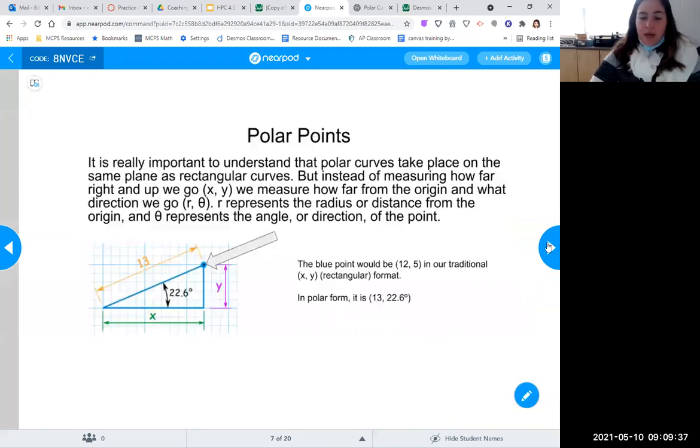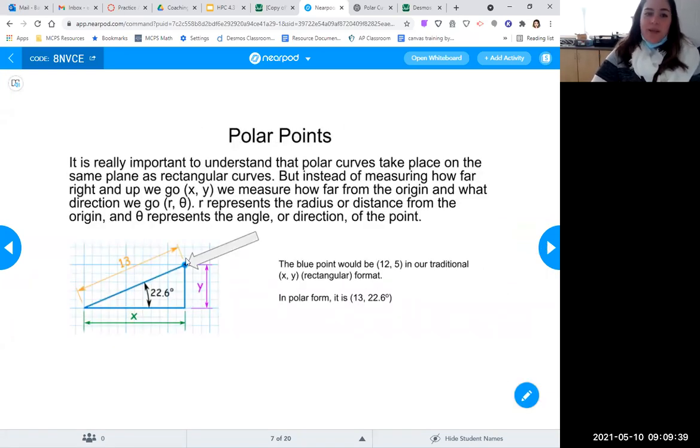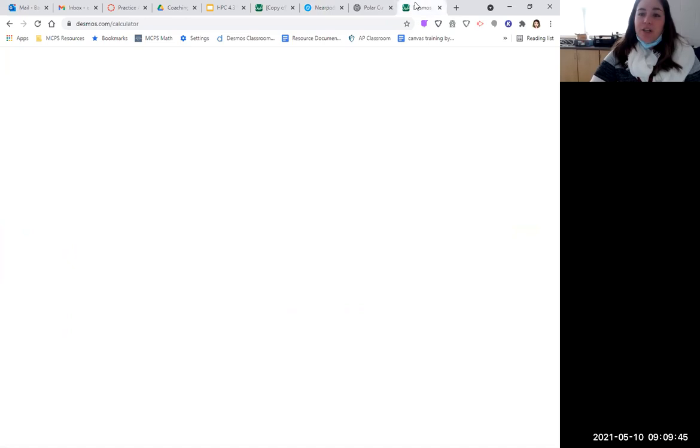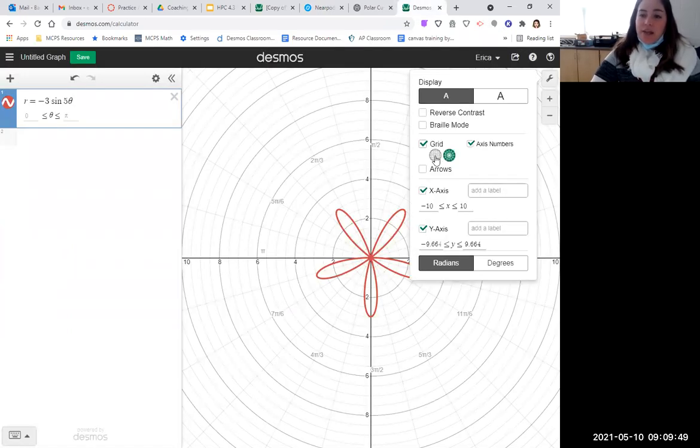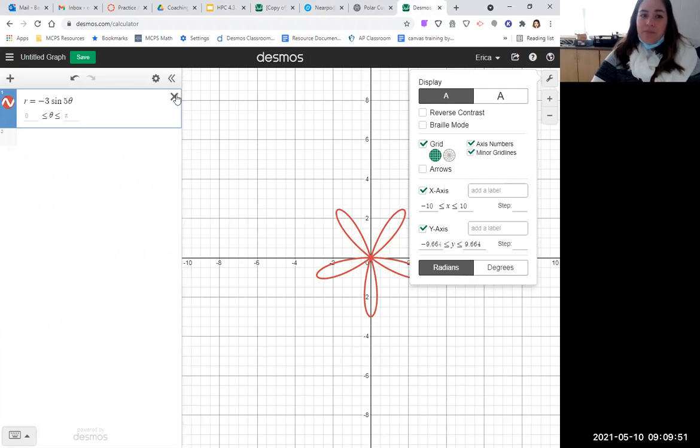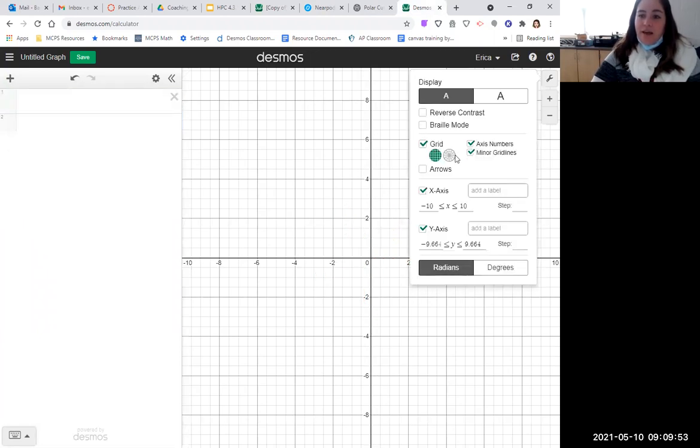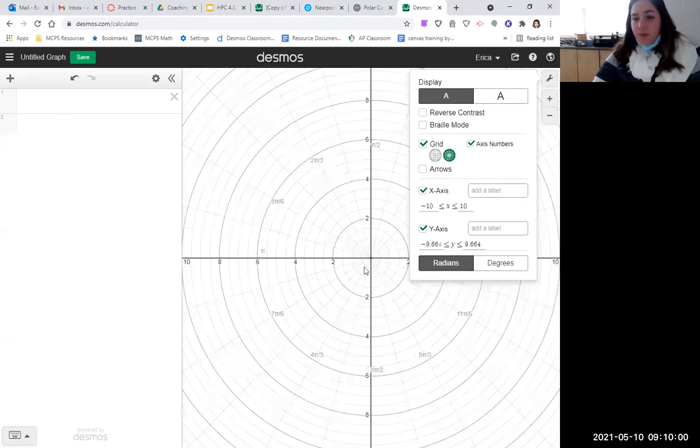All right. So what is a polar point anyway? It's important to understand that polar curves take place on the same plane as rectangular curves. So if you're in Desmos and you want to graph a polar curve, you go to settings, you can click the grid. This is the regular XY Cartesian coordinate plane. And this is the polar plane, but the same point goes on the same plane.